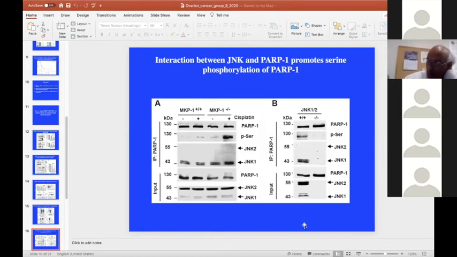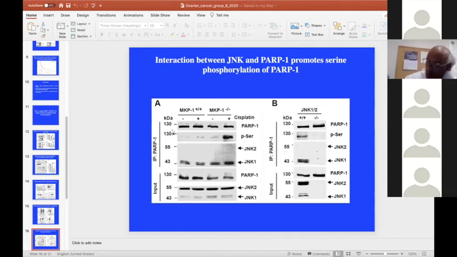Then we ask, because MKP1 inhibits JNK, can JNK phosphorylate PARP1? So the idea is maybe this impacts the phosphorylation, and then phosphorylation can signal for the ubiquitination and the degradation.